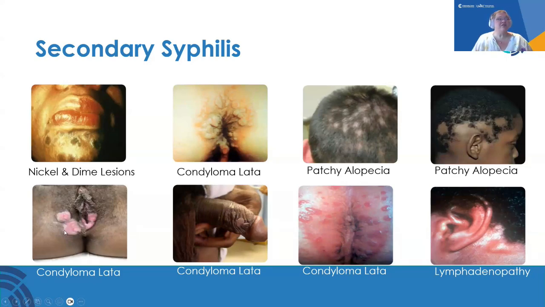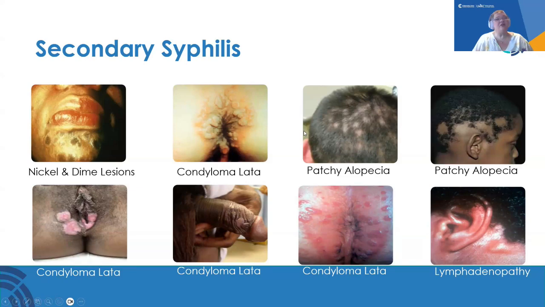The other difference is they are flesh colored, so kind of pink colored, no matter what the skin tone is, and they're moist. Whereas condyloma acuminata, or genital warts, is more of a dry wart appearance. You can see nickel and dime lesions. If you saw this, what is something you might think of? Somebody want to put it in the chat?